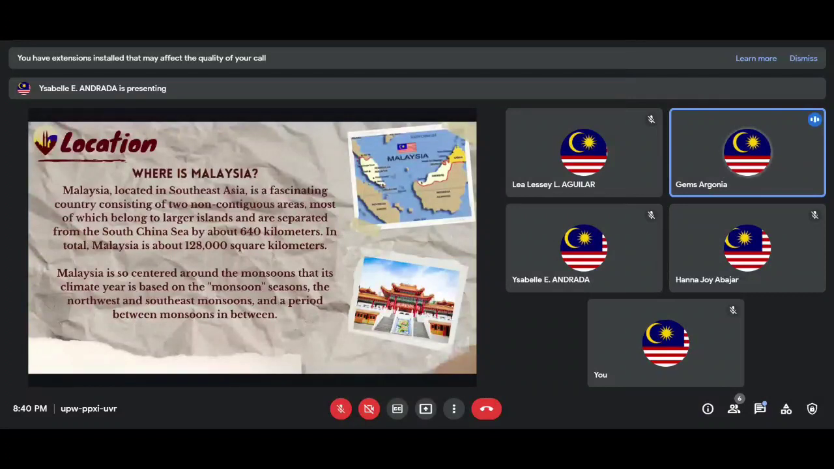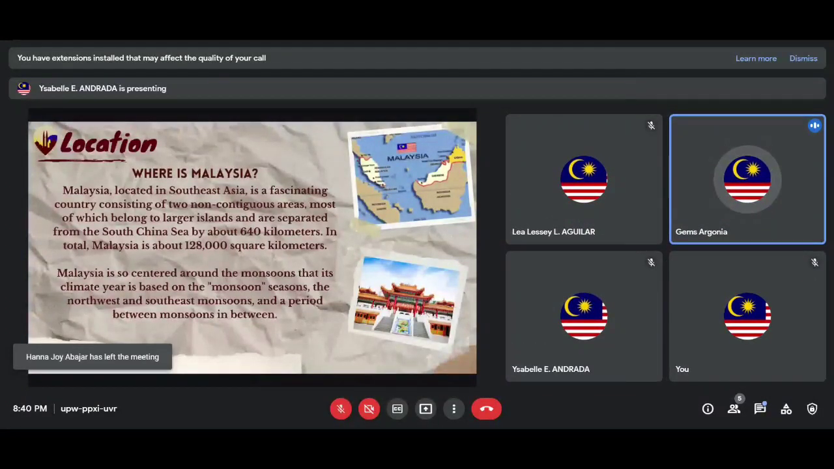So where is Malaysia? Malaysia, located in Southeast Asia, is a fascinating country, most of which belongs to larger islands and is separated from the South China Sea by about 800 kilometers. In total, Malaysia is about 8,000 square kilometers. Malaysia's climate is centered around the monsoons: the west and southeast monsoons, and a period between monsoons in between.